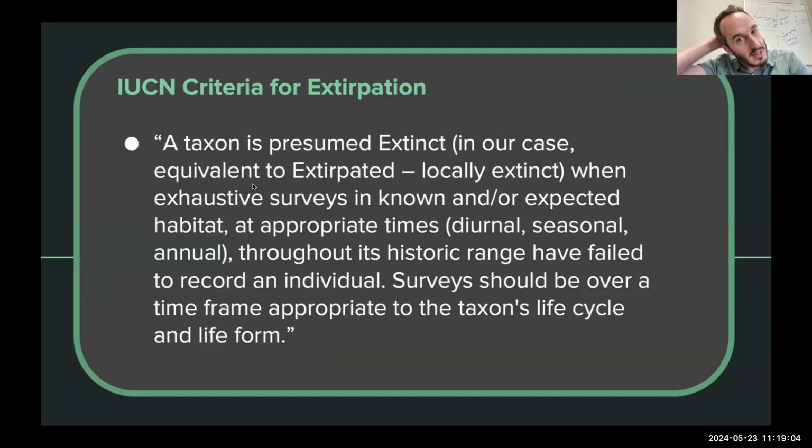And this is really the litmus test for studies aiming to detect biodiversity change in the form of local extinction. So that's a taxon presumed extinct when exhaustive surveys in known and/or expected habitat at appropriate times throughout its historic range have failed to record an individual. Surveys should be over a time frame appropriate to the taxon's life cycle and life form. So by framing our study around these criteria, we'll advance a novel protocol for the detection of species extirpation while testing the limits of concerted community-based efforts to meet these requirements with reasonable degrees of certainty.